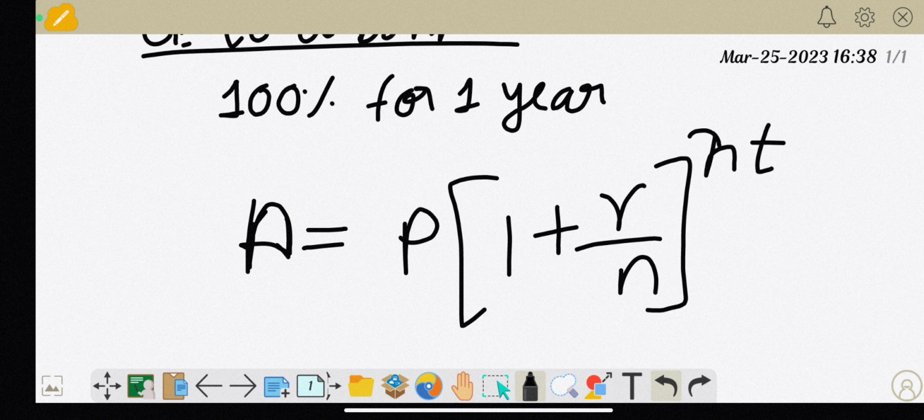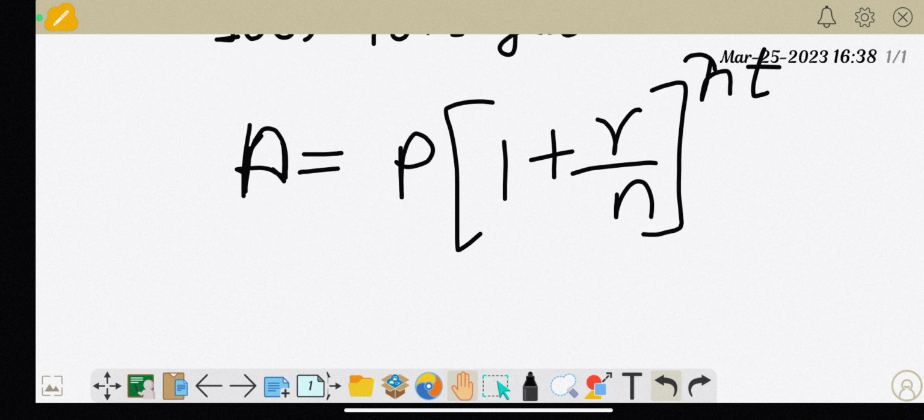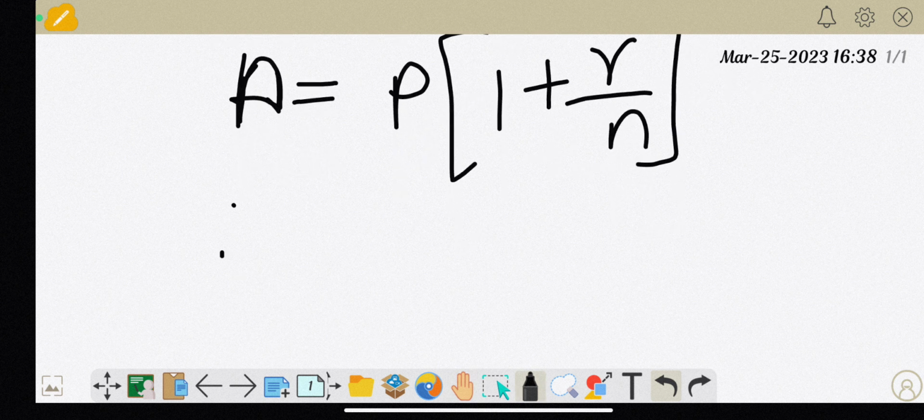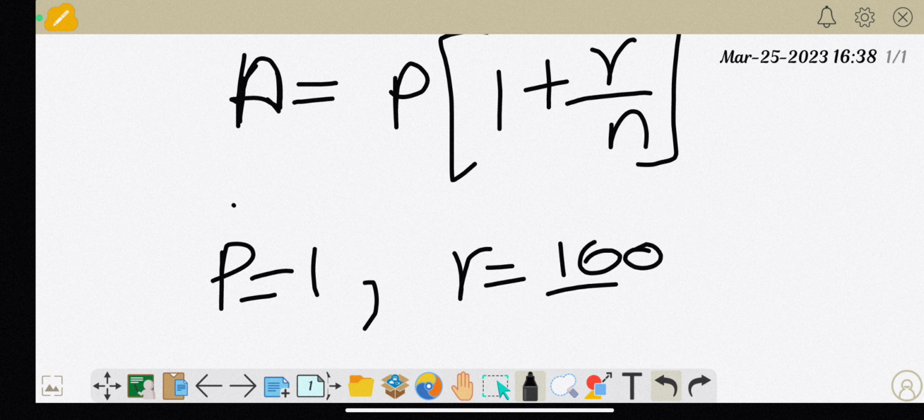You have studied this in your series. Now, what is my principal? Imagine I have deposited 1 rupee, so P is equal to 1, and my rate of interest is 100%, correct? 100% means 100 by 100, so that is equal to 1.